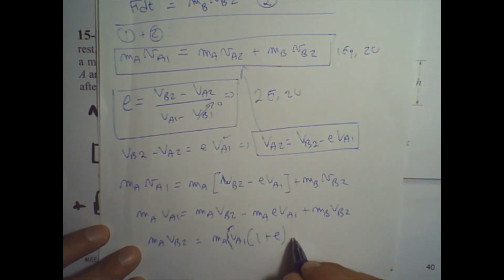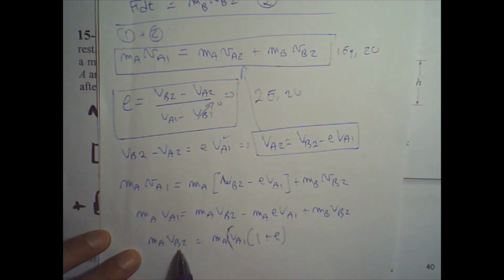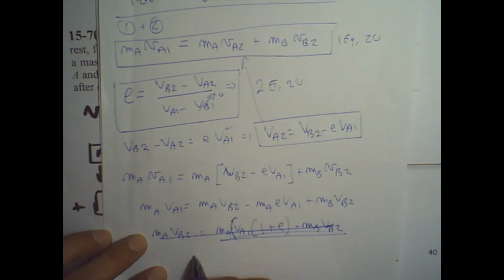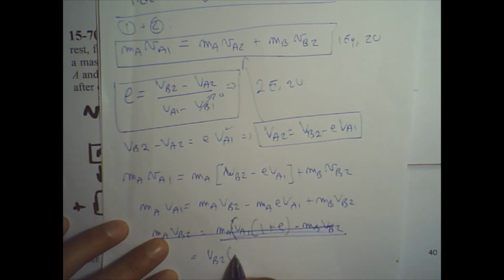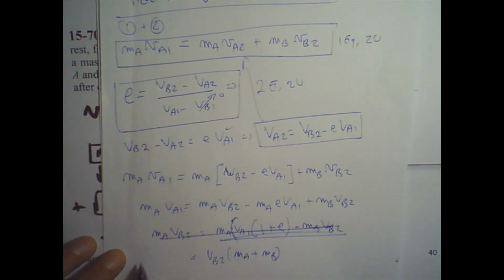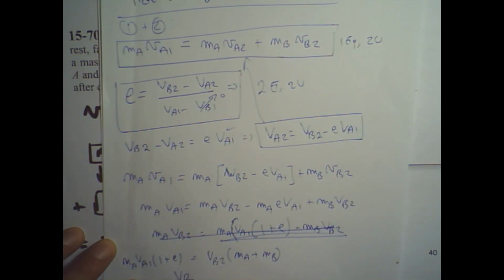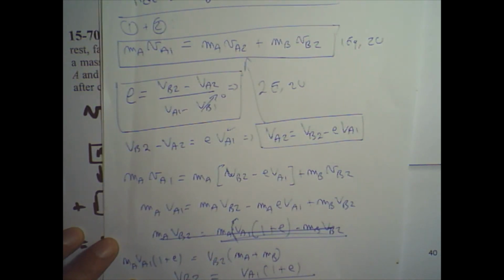So if you move this to the other side, we actually have two v_B2 terms. So v_B2 times (m_A plus m_B), and on this side you're going to have m_A v_A1 (1 plus e). There you go. So v_B2 is equal to v_A1 (1 plus e) times m_A divided by (m_A plus m_B).